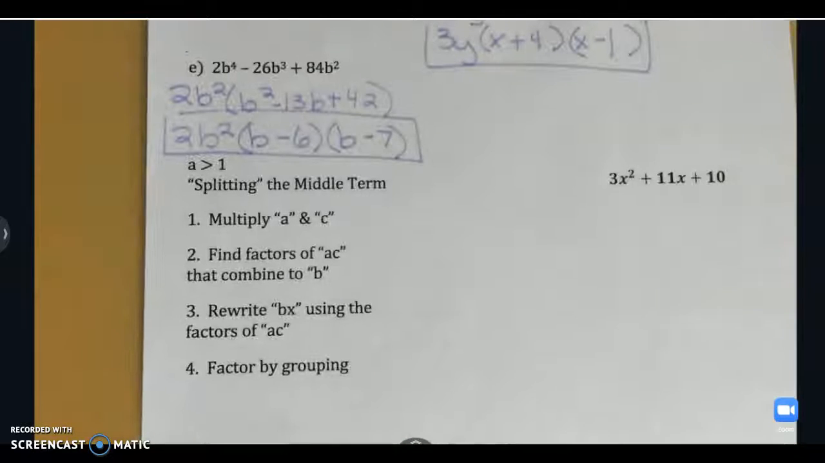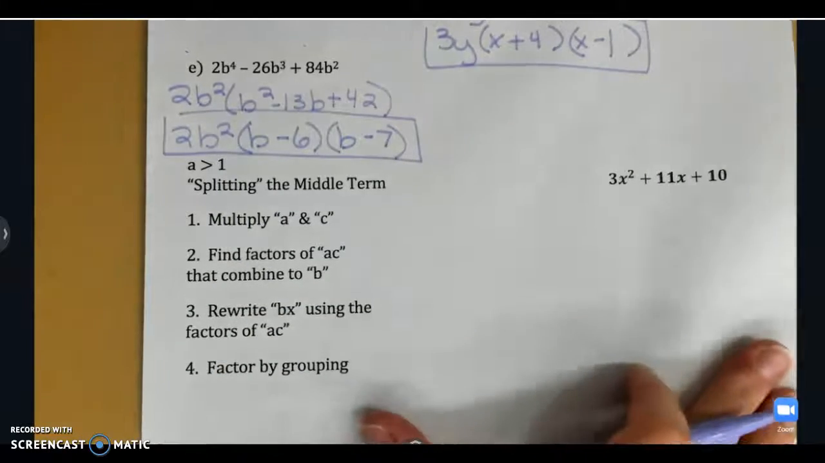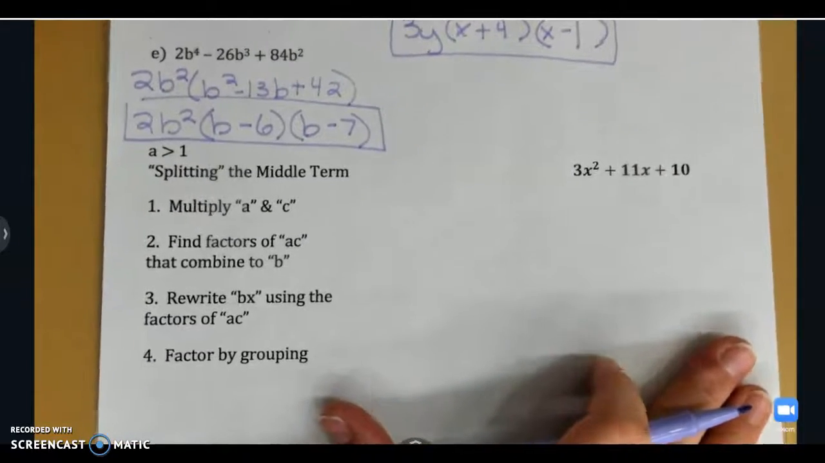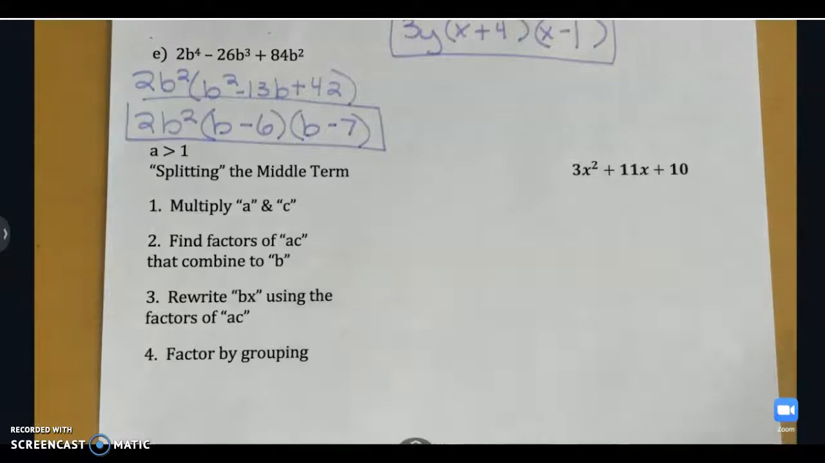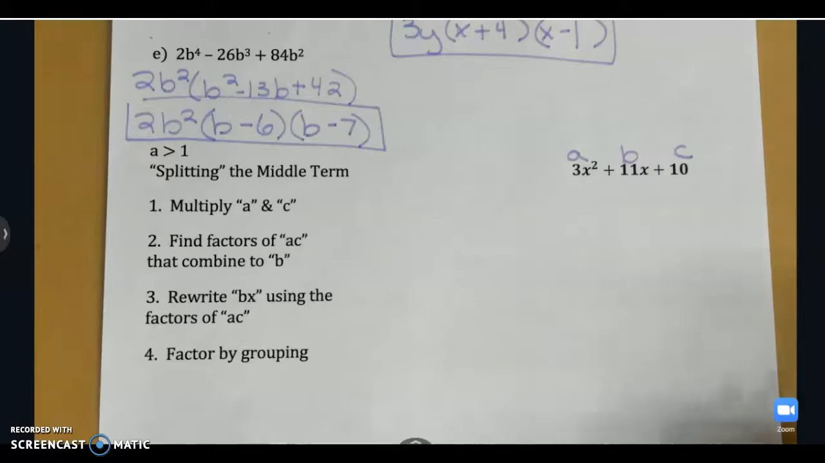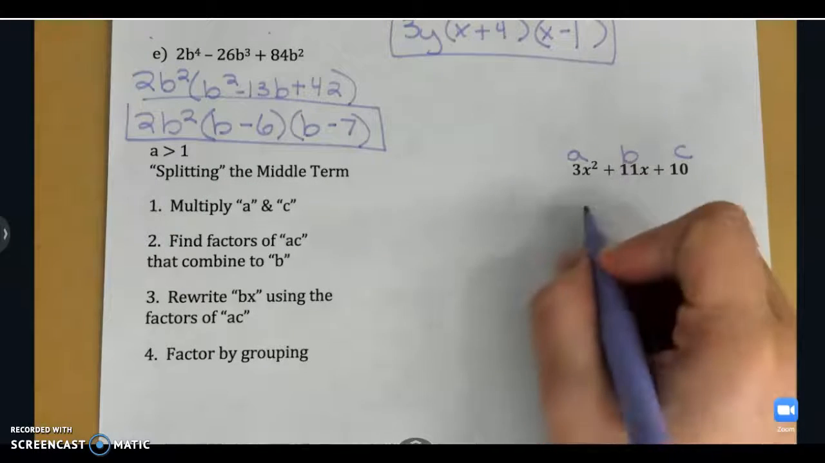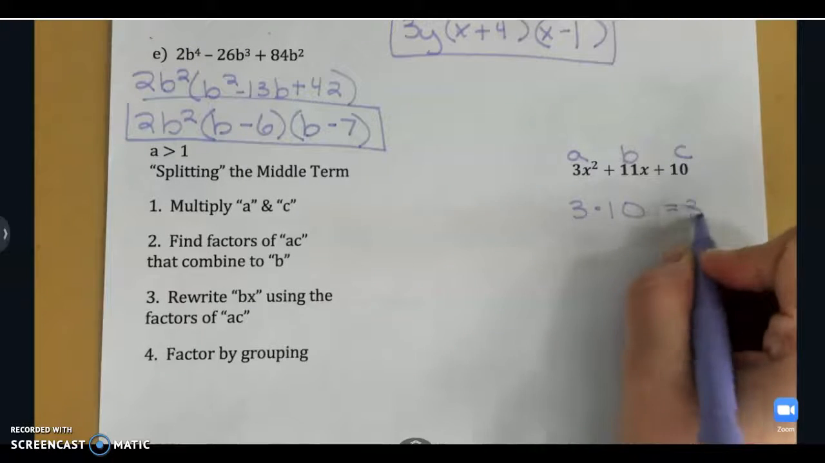All right, so that was when our coefficient on this x squared term is 1. So when a, that factor, is greater than 1, there's a couple different ways that we can factor. And if you're familiar with another way, you're welcome to use that. But this is one of the ways that we can factor. And this is called splitting the middle term. So remember, that's our a, b, c. So the first step is to multiply a and c. So in this case, that's 3 times 10, which is going to be 30.